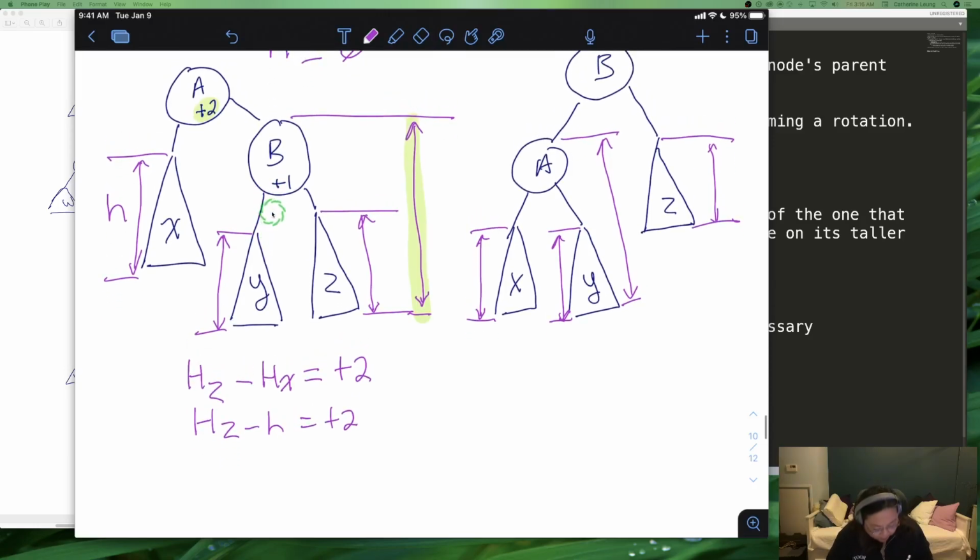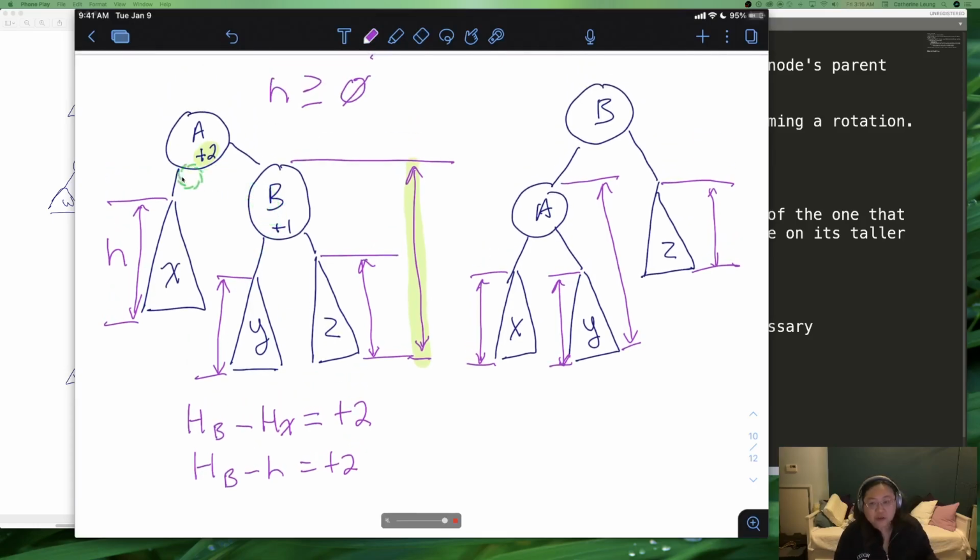Now, if we solve for hb, sorry, this is hb, the height of b. The height of b minus the height of x gives you +2. That's how this balanced value came about, okay? So the height of b is this arrow that I've highlighted in green here. That's the height of b. And if I take the height of b and I subtract the height of x, I get +2. So height of b minus h gives me +2.